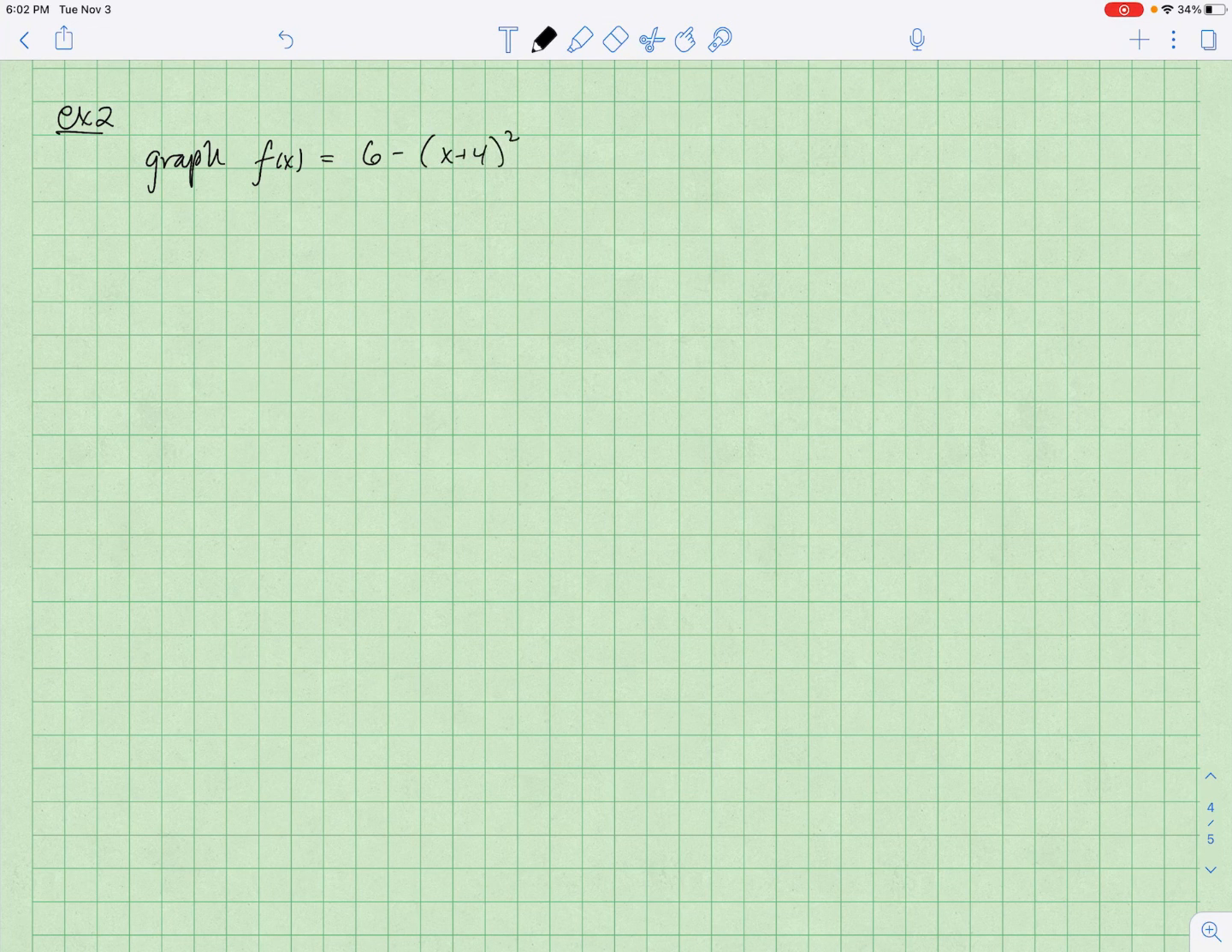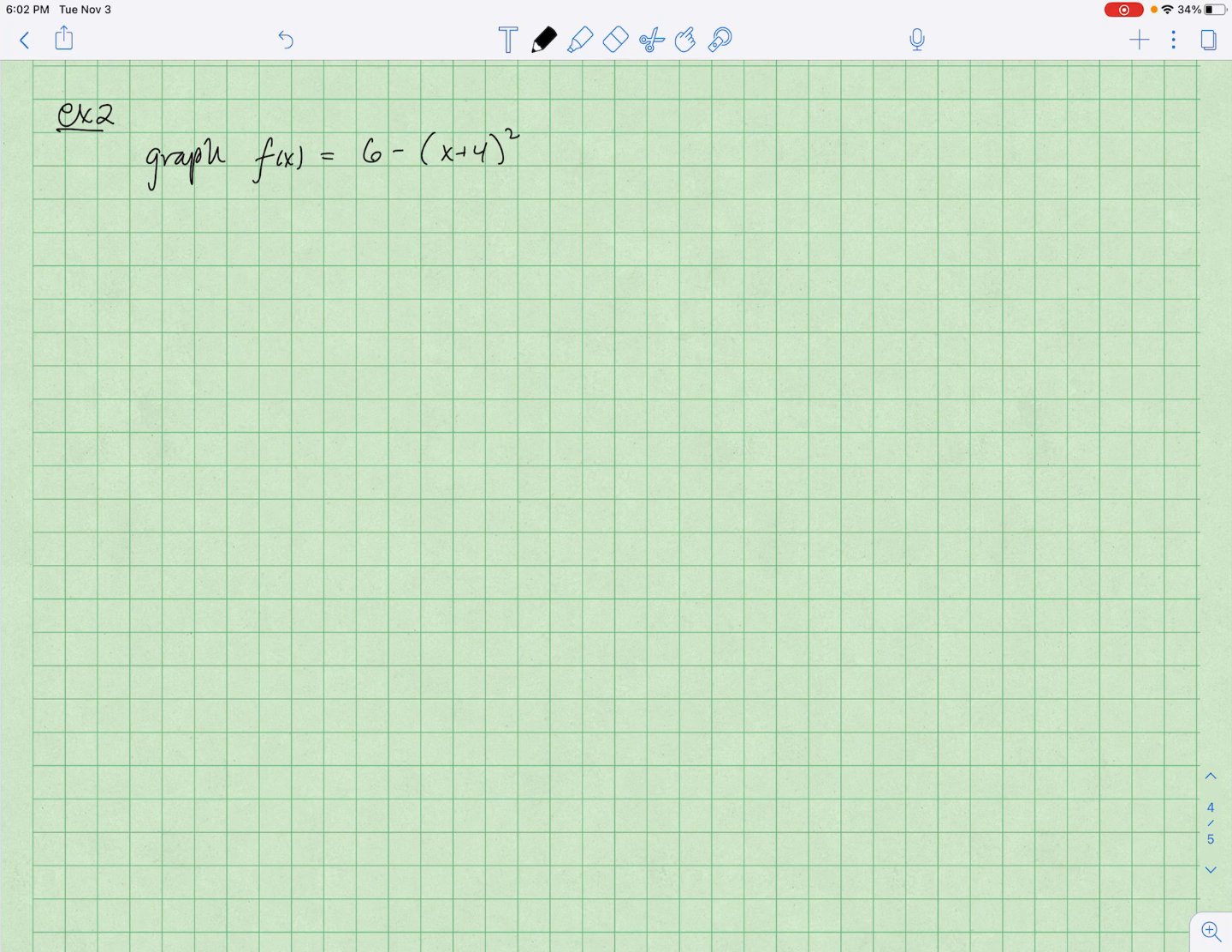Okay, well, the first thing that we want to do is put this in the form, if we can, a times x minus h squared plus k. That's our goal. This is sometimes called vertex form. Sometimes it's called standard form as well, but we're going to go with vertex form. And we're going to talk about why it's called vertex form in just a second. So let's rewrite it in that form.